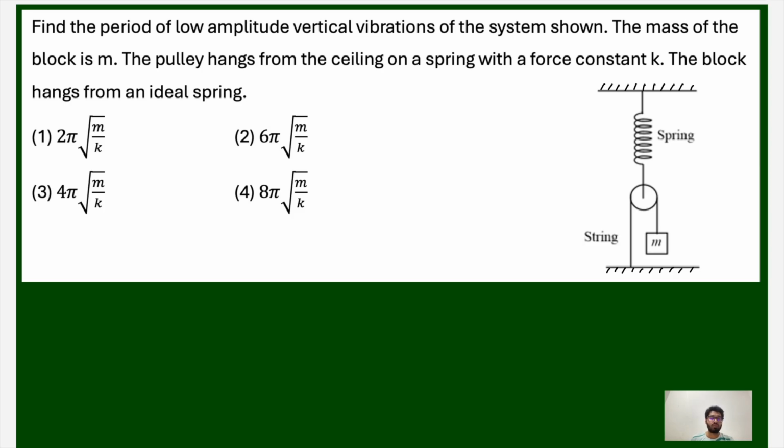Today we are going to solve one question. Find the period of low amplitude vertical vibrations of the system shown. The mass of the block is m. The pulley hangs from the ceiling on a spring with force constant k. The block hangs from an ideal string. Everything is ideal, so we have to calculate the time period.